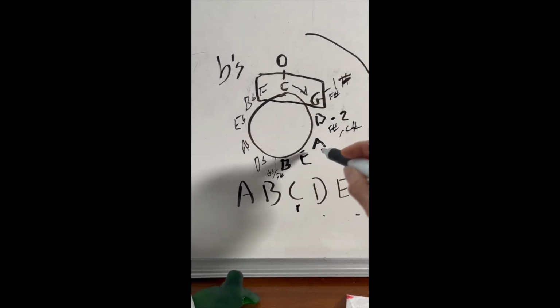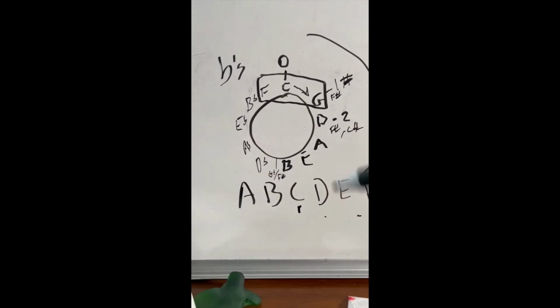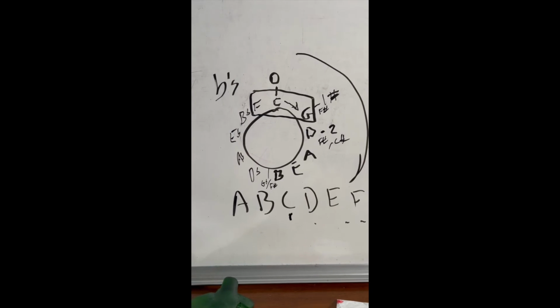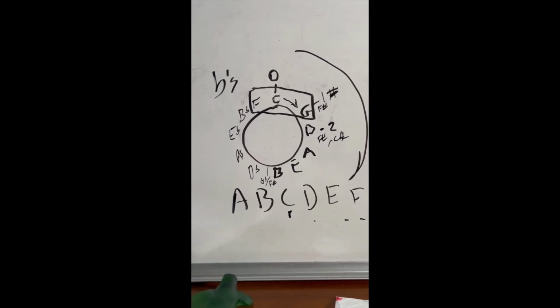So what would be a half step before A? Well, that's G sharp. And I have F sharp, C sharp in there. And that is my pattern. That's just how it happens to work for figuring out these scales.